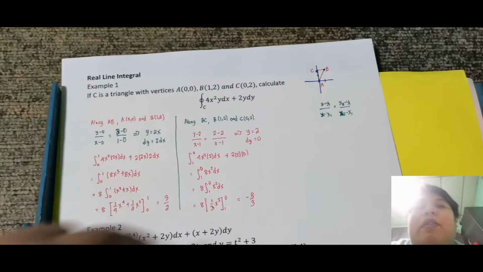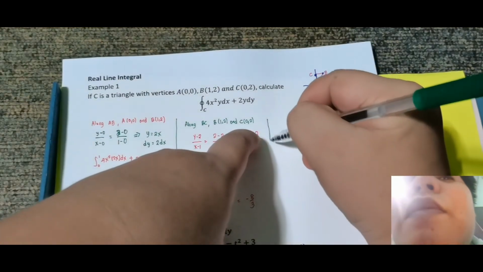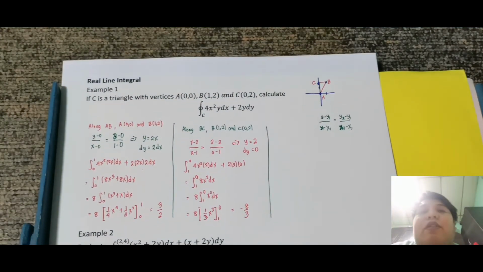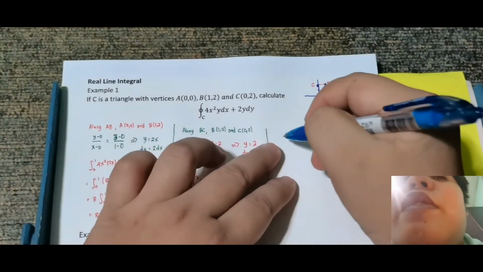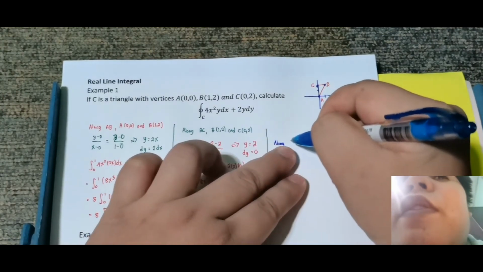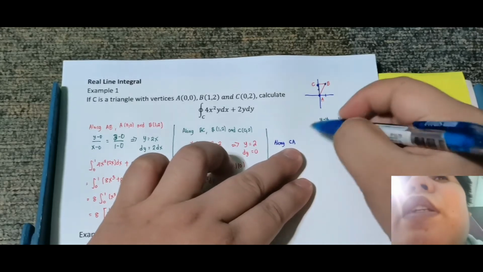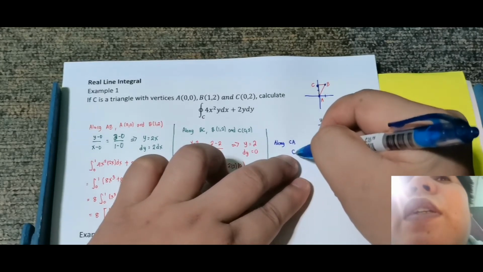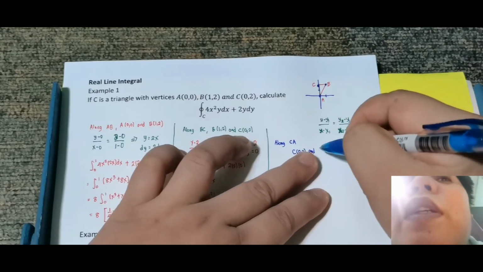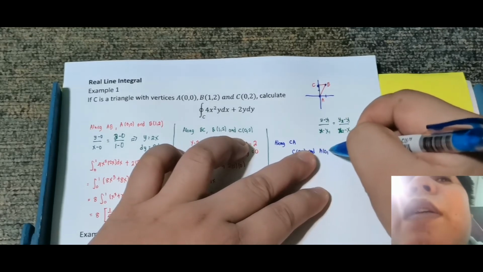Okay, next is, kunin natin yung integral niya along CA. So, last natin is kunin natin integral along CA. So, the integral along CA. So, this is along CA. So, CA is yung point C 0, 2 and yung point A is 0, 0.